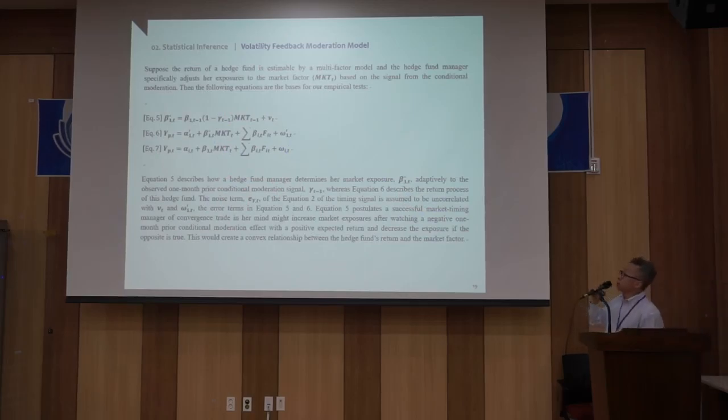And this is my structural model. The gamma t minus 1 is a moderation effect. So any previous period's moderation effect will be reflected in this month's market exposure of the manager. Equation 6 is the market responsive manager. Equation 7 is the usual structural model.